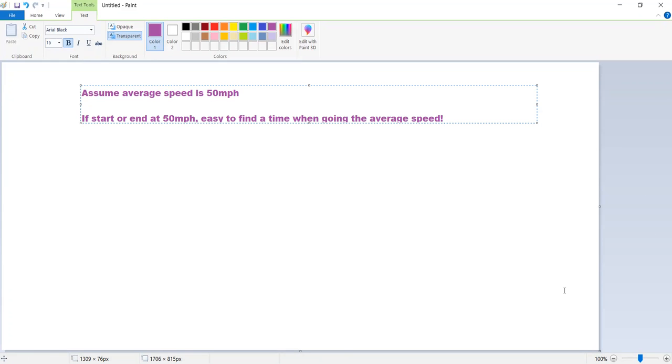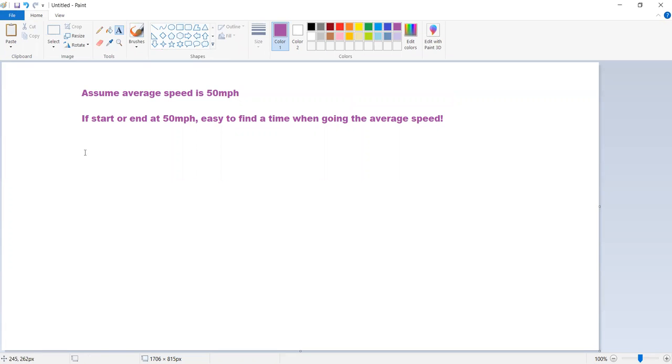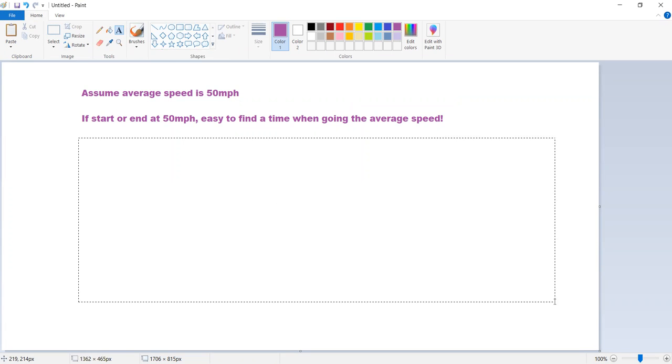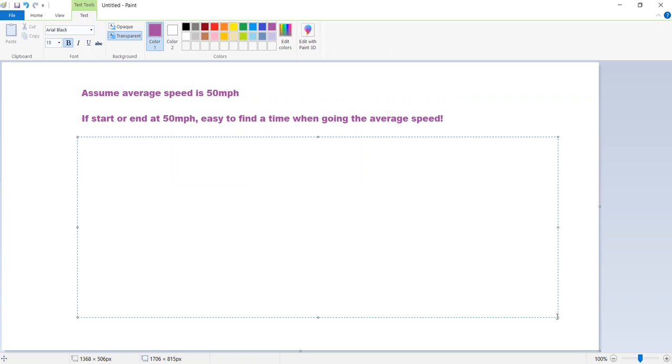What time would you choose if you started at 50 miles per hour? When would you be going the average speed? At zero. So if we start at the average speed, there's no problem. If we end at the average speed, no problem. So you might as well assume we don't stop and end at the average speed.